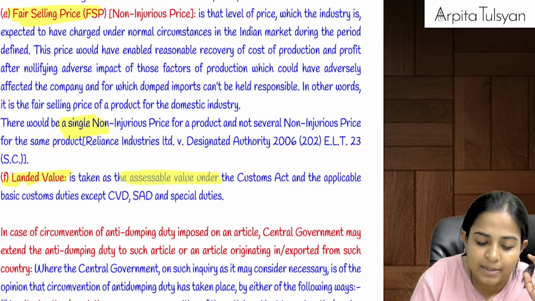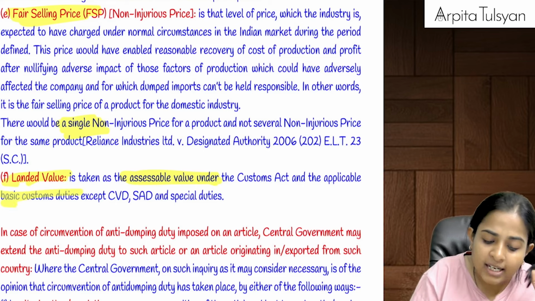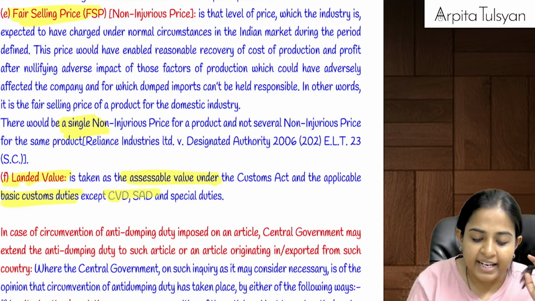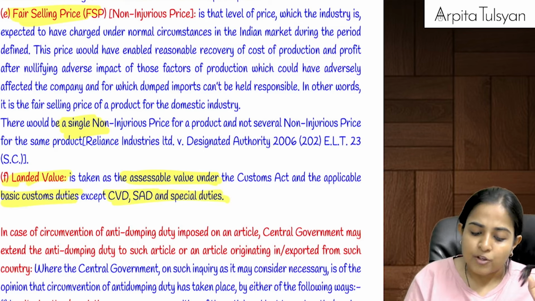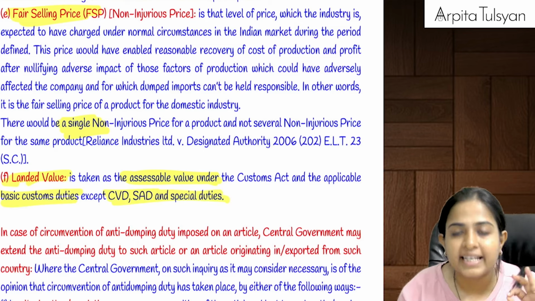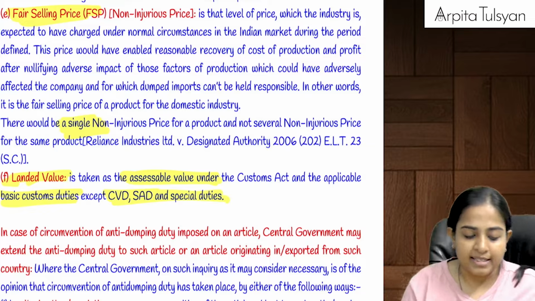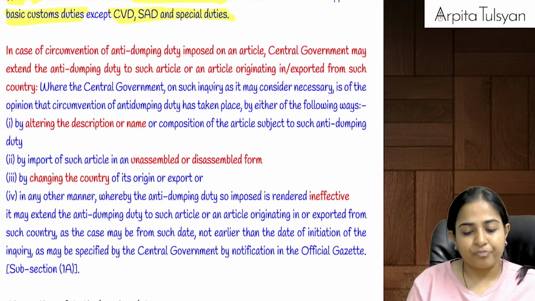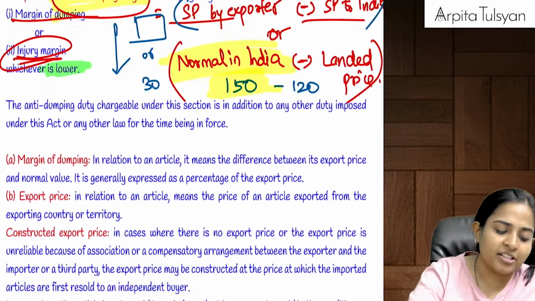value is assessable value plus all the customs duty except CVD, SAD and the special duties. So basically the basic customs duty will be considered for the purpose of landed value. Right? Again, if you want, I'll just repeat it, everyone.